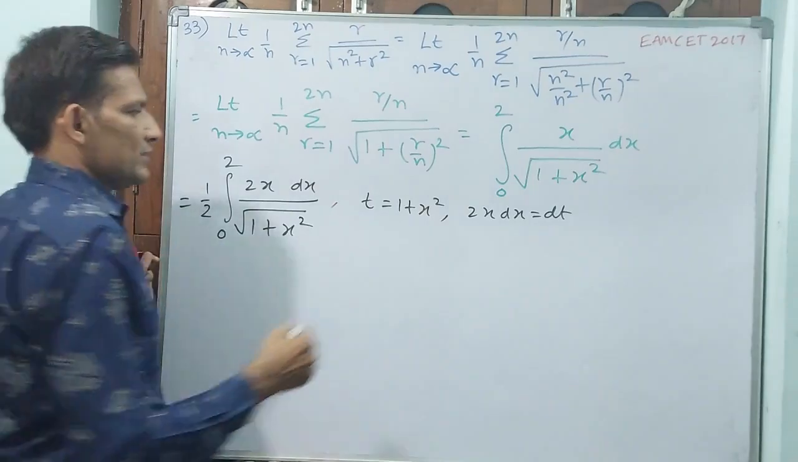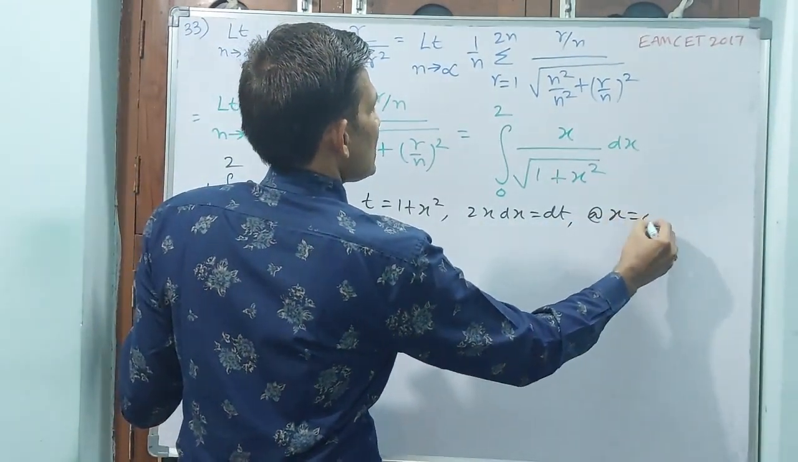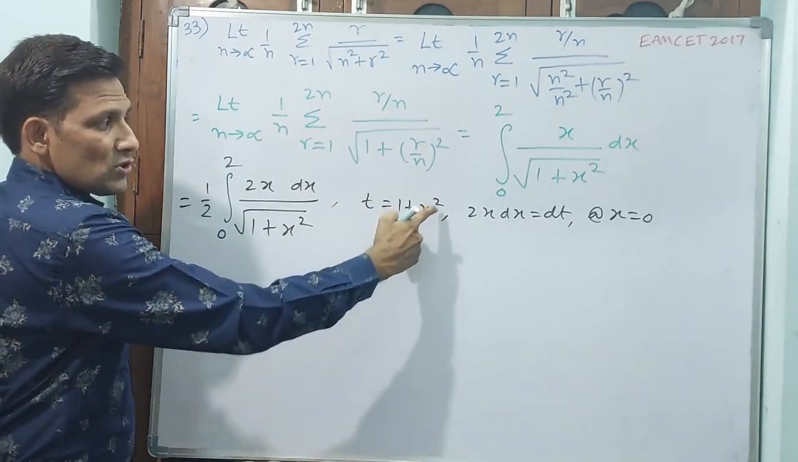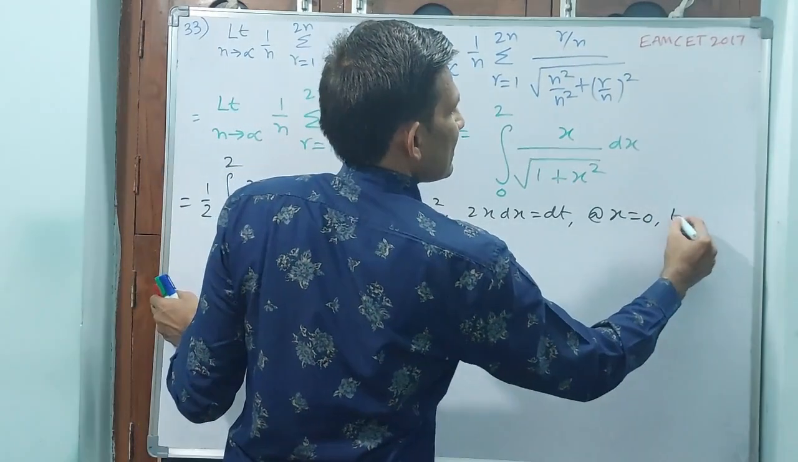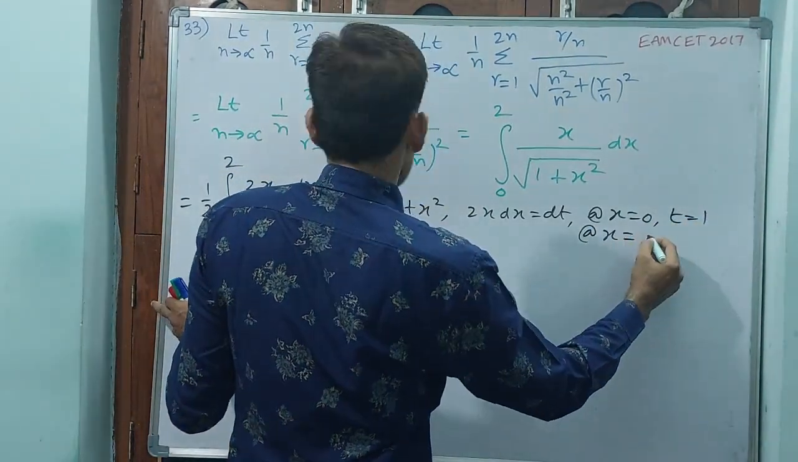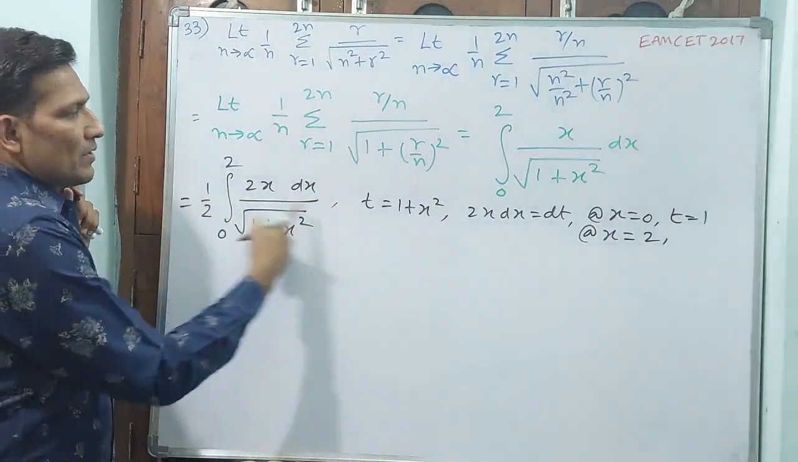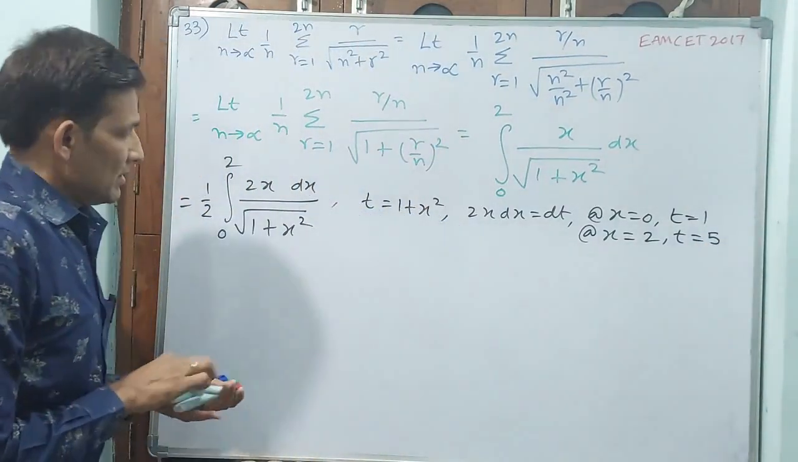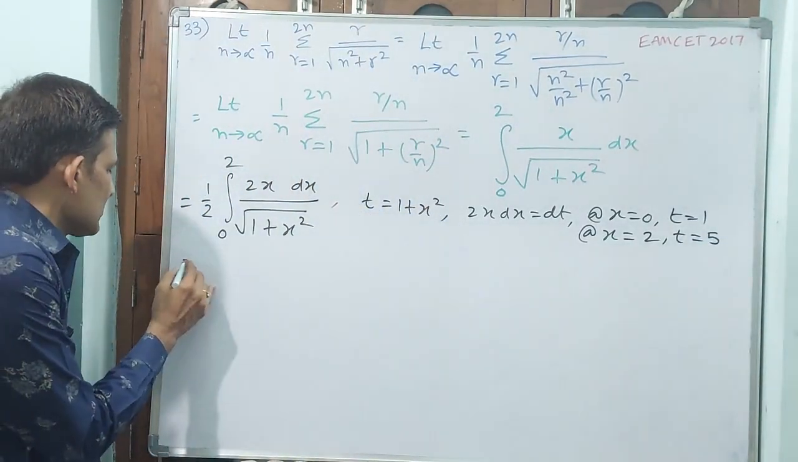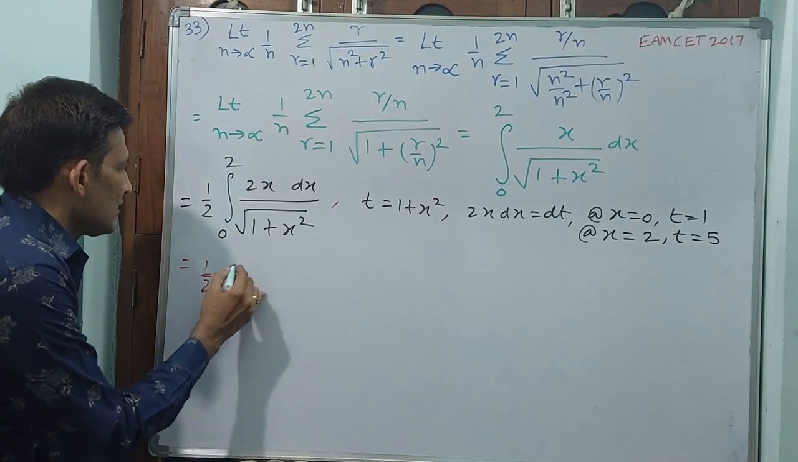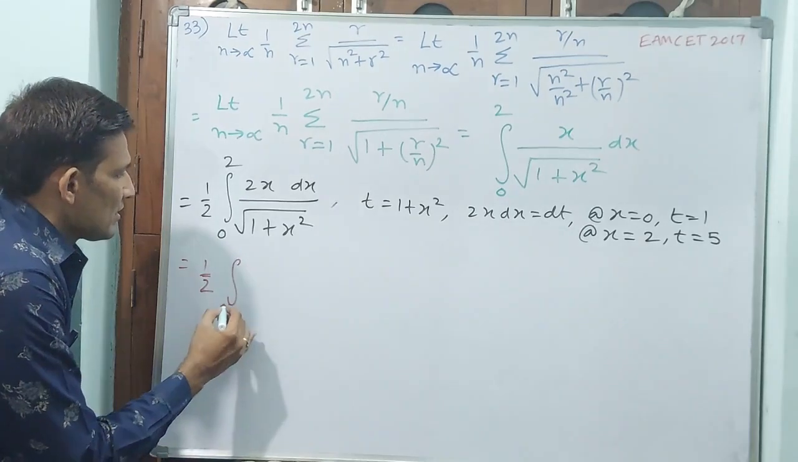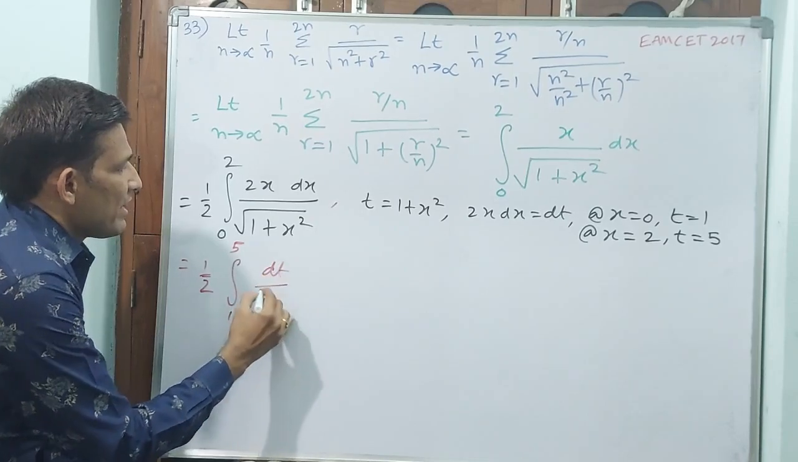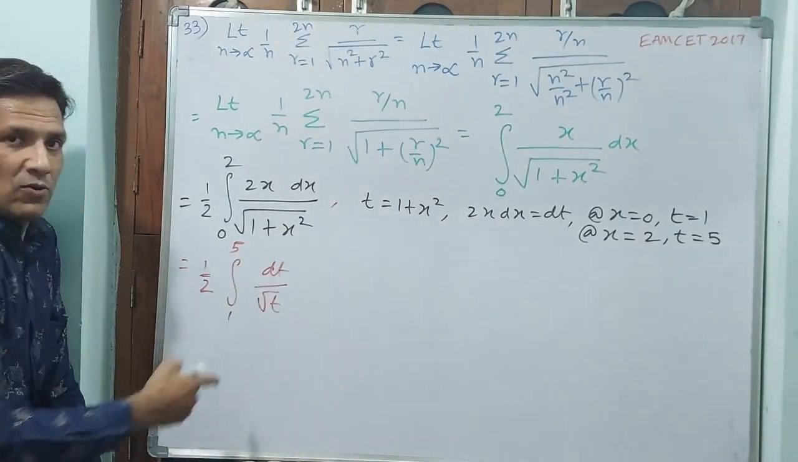But what about limits? See, at x is equal to 0, earlier x was there, at x is equal to 0, t is equal to 0 square plus 1, t is equal to 1. At x is equal to 2, 2 square is 4, plus 1 is 5, t is equal to 5. Okay, now come back. Now you change this. See, 1 by 2 is constant, you cannot do anything. Integral, 0 means 1, 2 means 5, and this will be dt divided by root t, this will be t under root.